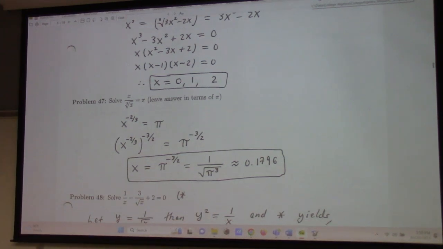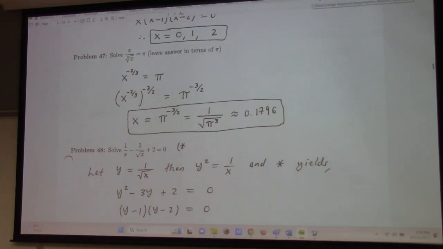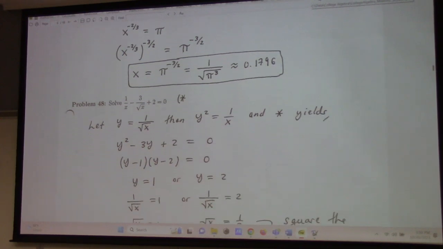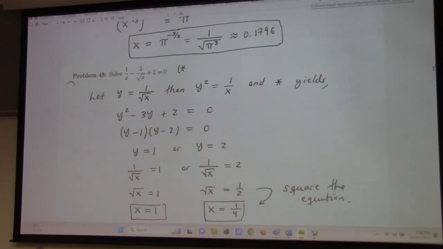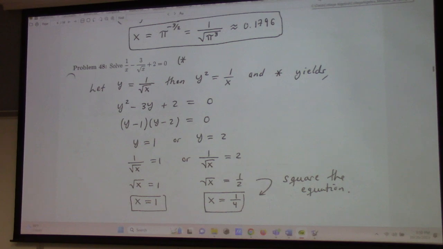Ooh, I like problem 48. Isn't that one neat? You have a strange sense of what's neat. It's fine.